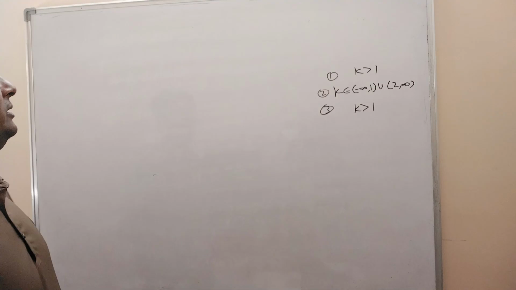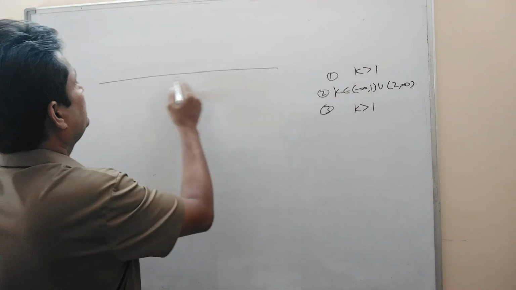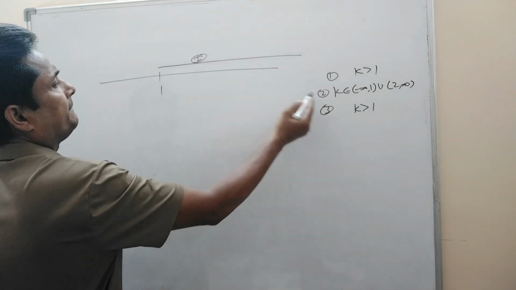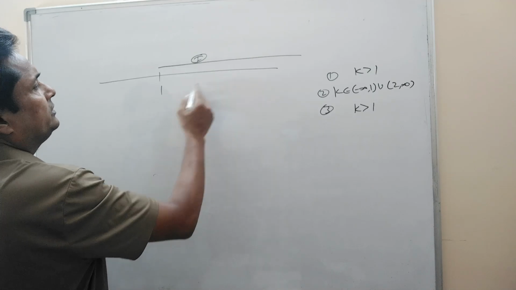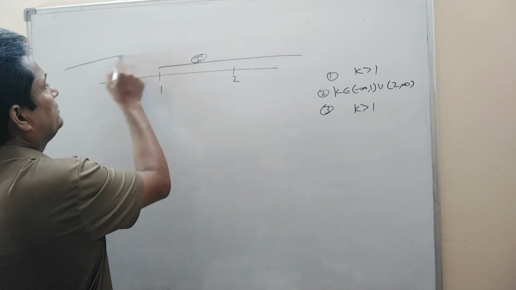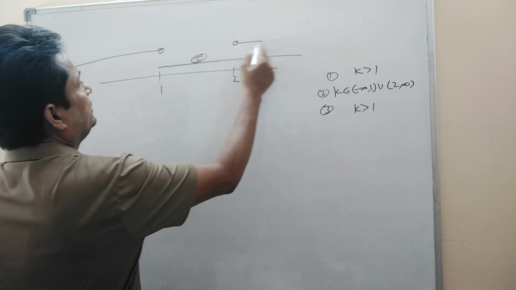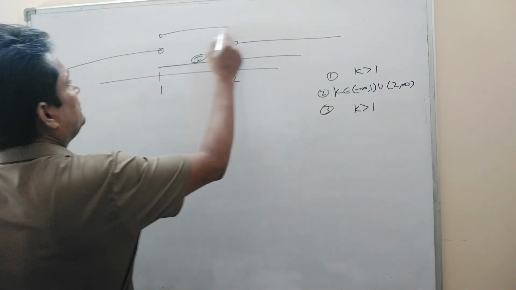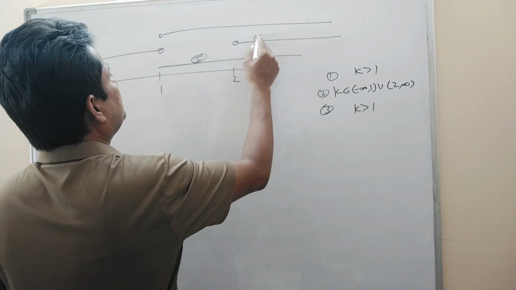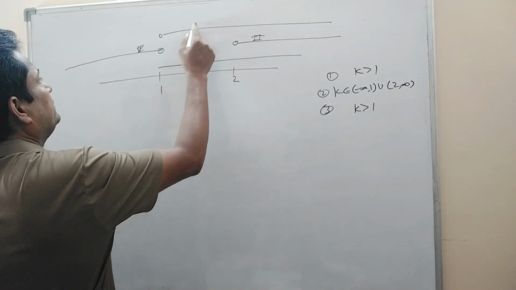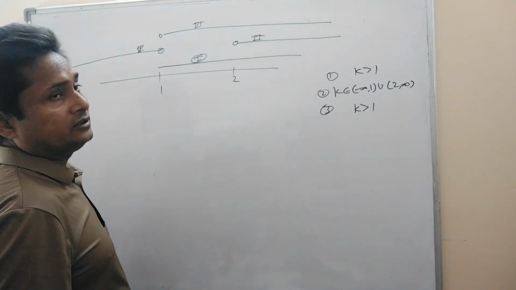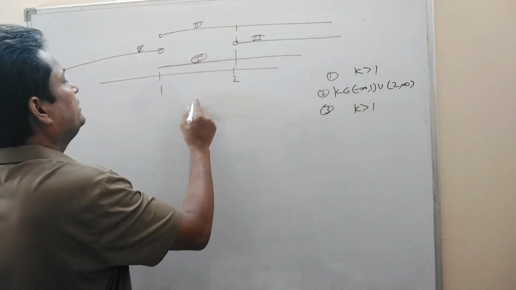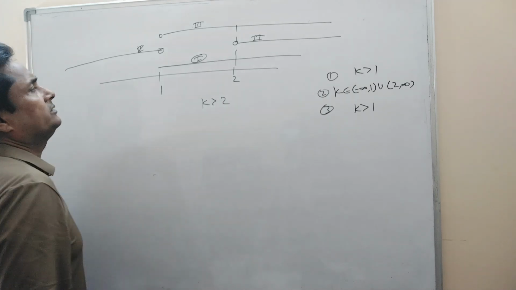So take the intersection. So what is the solution? First one is coming k greater than 1. Second one is coming minus infinity to 1 and then 2 to infinity. Now the third one is coming k is greater than 1. This is first, this is second, and this is third. So if you take the intersection between all these three, you will get the answer: k is greater than 2.